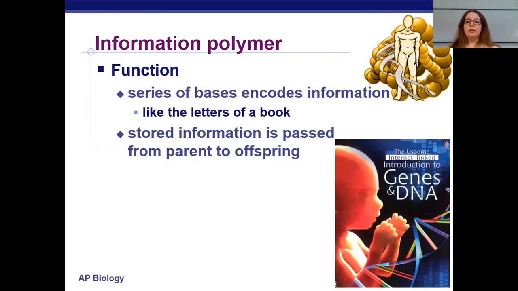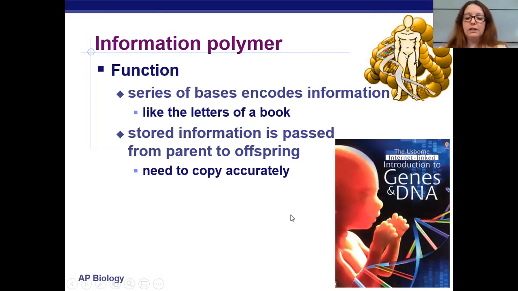The mother gives half of the 46 chromosomes, so 23 chromosomes in the ovum. The father gives half of the 46 chromosomes, so 23 chromosomes in the nucleus of the sperm. When the sperm burrows into the ovum, the nucleus head of the sperm disintegrates, and the genetic information joins with that of the ovum to form a complete cell. And from that one single cell entity, you get a whole entire human being. So that means it needs to copy accurately for it to happen.